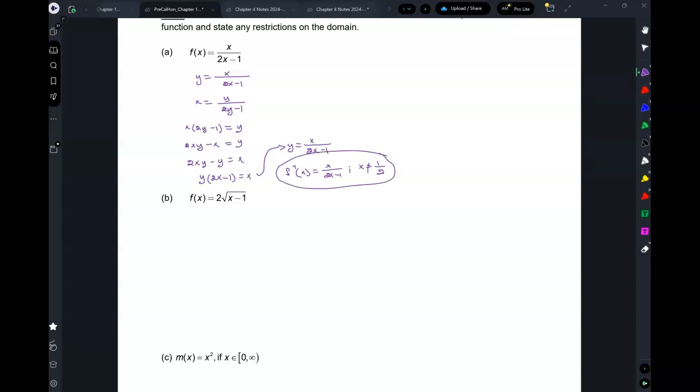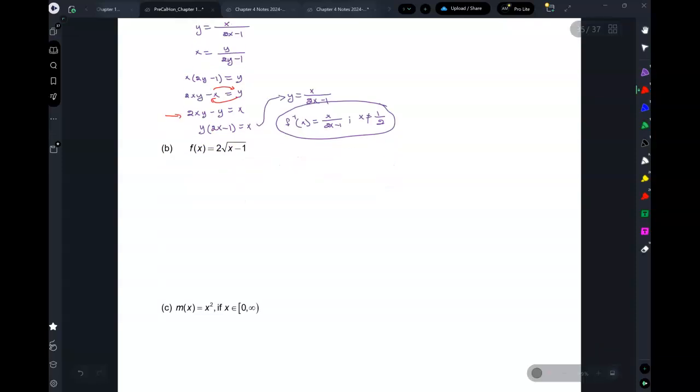I don't understand how you're supposed to swap the x and y back. Wait, in this step? After you had 2xy minus x equals y. Yeah, so I took the x over there and the y over here. Oh, that's good.